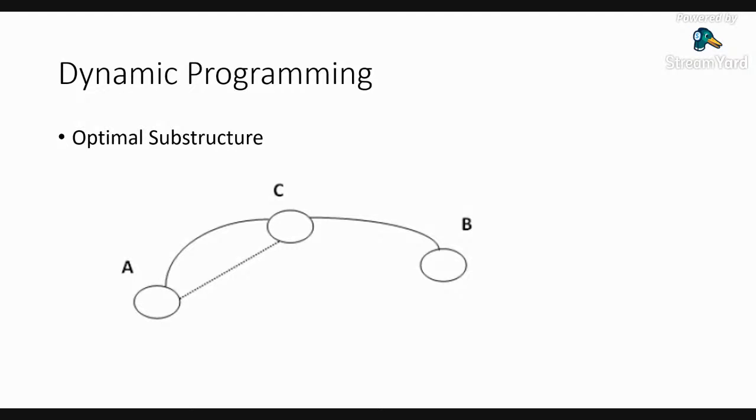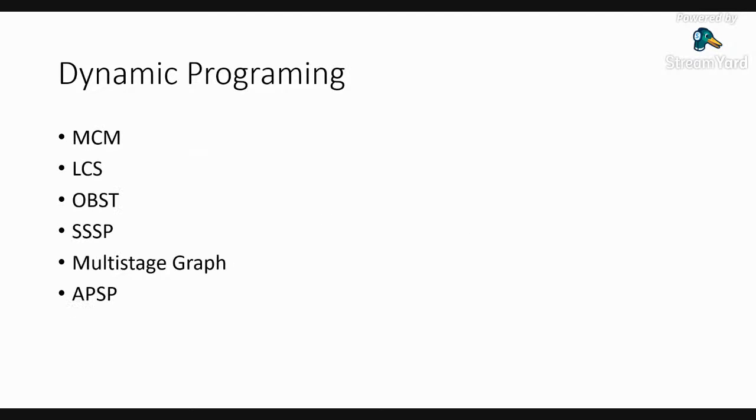This is known as optimal substructure. So each and every substructure is an optimal one. The various problems that belong to this category are, first, matrix chain multiplication, longest common subsequence, optimal binary search tree, and single source shortest path. Here also we will see the single source shortest path algorithm, the same one that we have seen with the greedy approach.